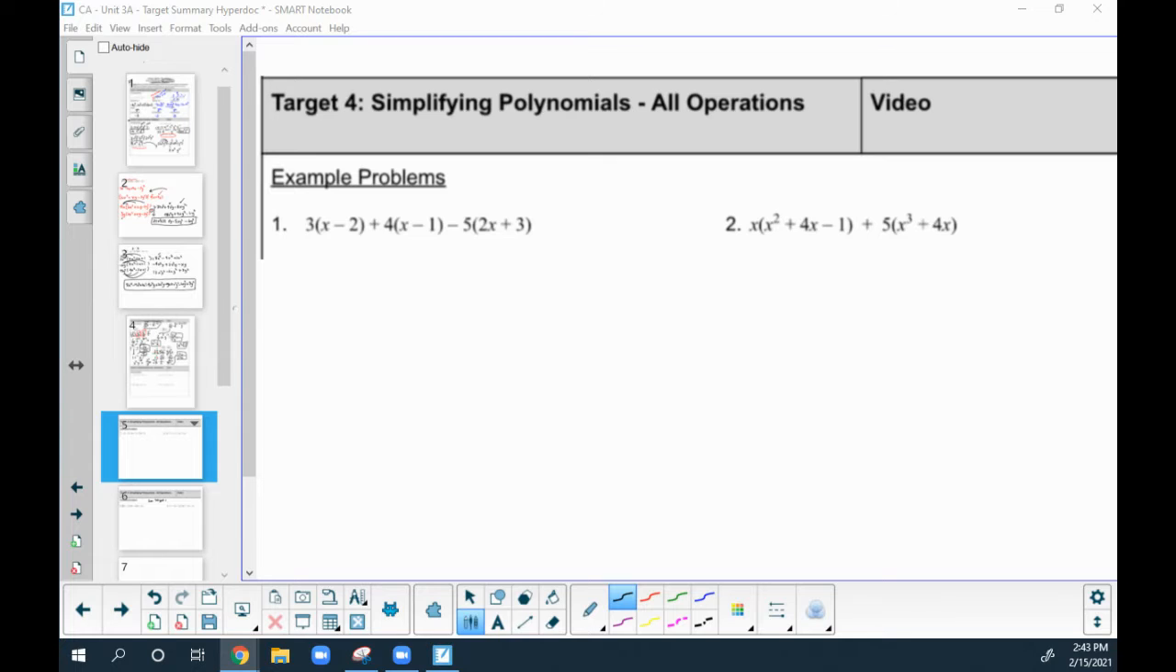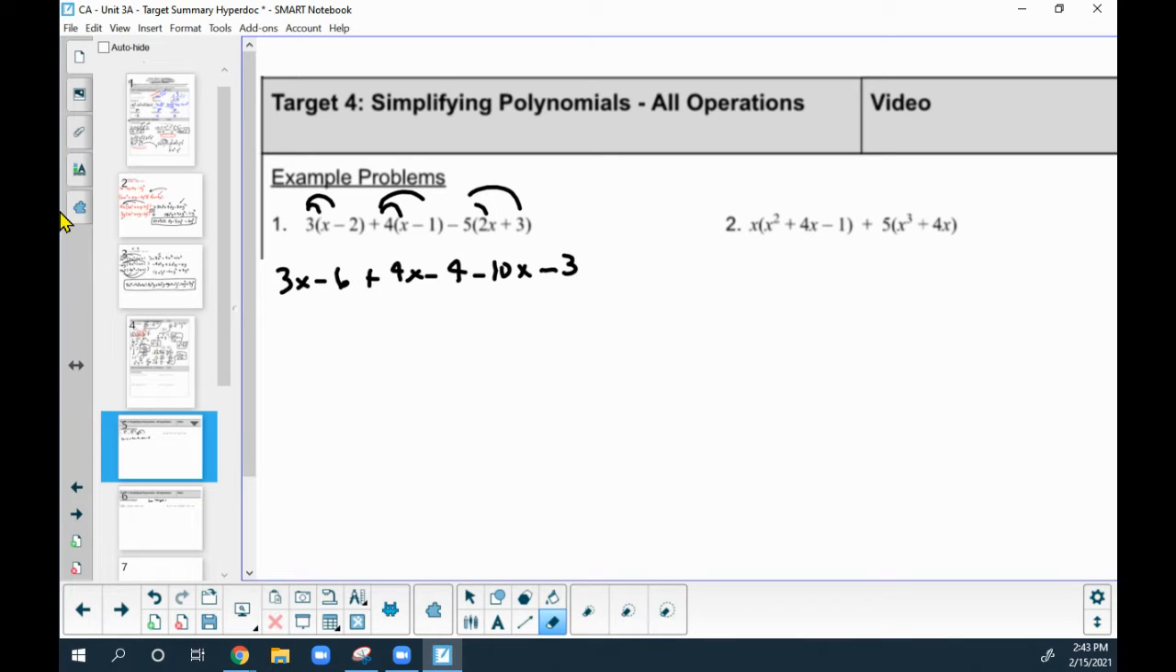All right, number 1. If you look really close, this is just really the distributive property, but it's 3 different times. So it's likely that we might have some like terms. So just be super careful. We've got 3x minus 6 plus 4x minus 4 minus 10x minus 3. Remember, you want to be super careful with negative signs that are involved right there, simply because some people just kind of forget to do them.